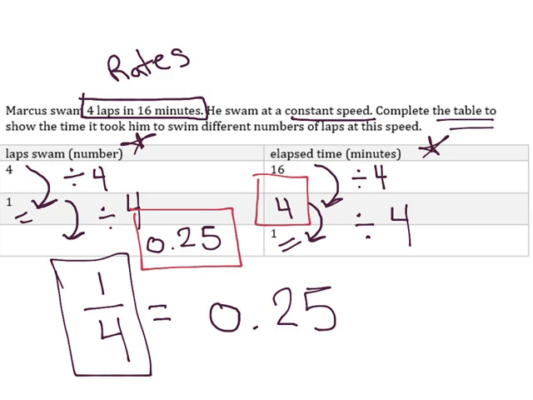All right, so we are all finished with this problem. Reminder that you, again, are allowed to multiply or divide by any number that will help you to find an equivalent rate, as long as you do the same operation to both sides of your ratio.